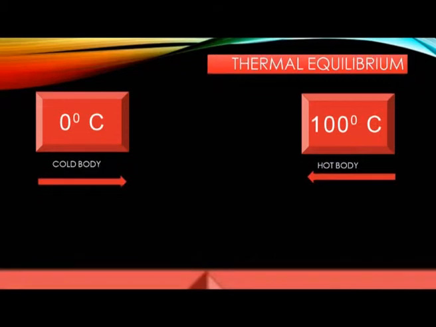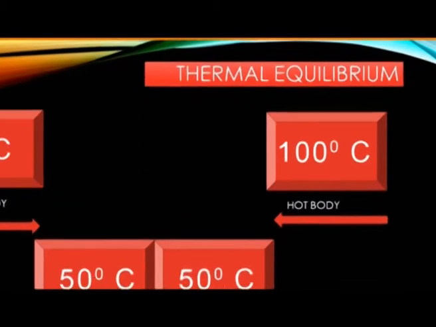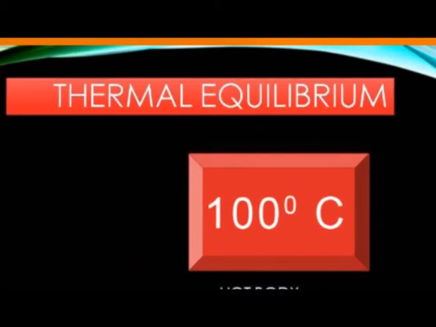To what extent will the heat transfer be there? Until a common temperature is attained. That means here in this example, both the bodies attain 50 degrees centigrade. Then the heat transfer will stop. So in this condition, we treat them as being in thermal equilibrium.